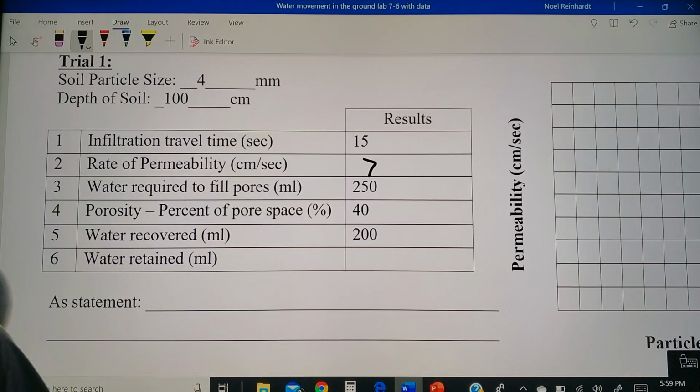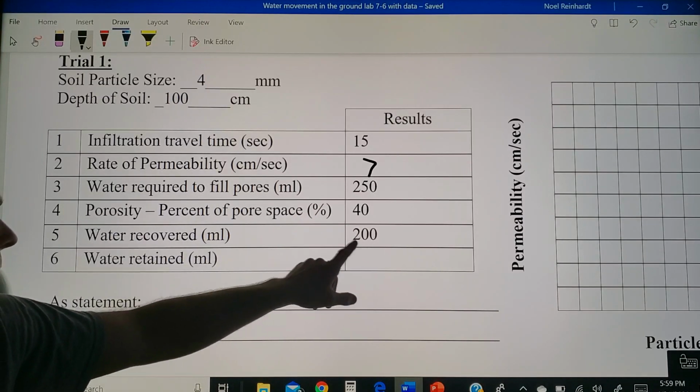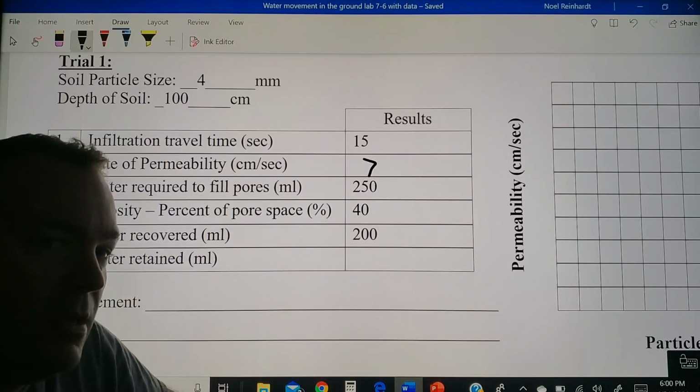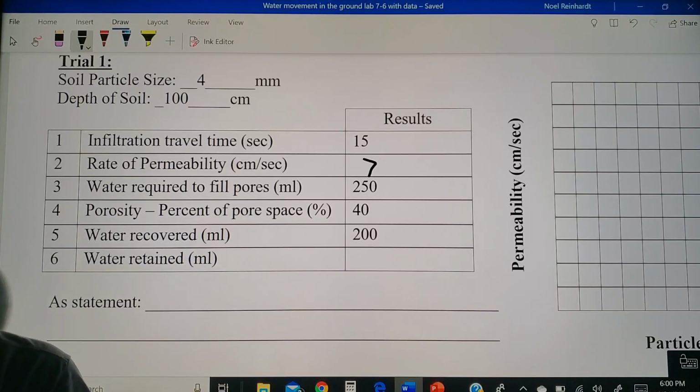Then it's asking you for water retained. Well, if we put 250 in and we recovered 200, how much was still stuck in the tube? It would have been subtraction. You would have had 50 milliliters stuck in that tube. So that would be 50 ml down there.